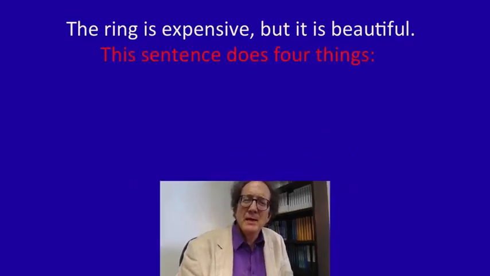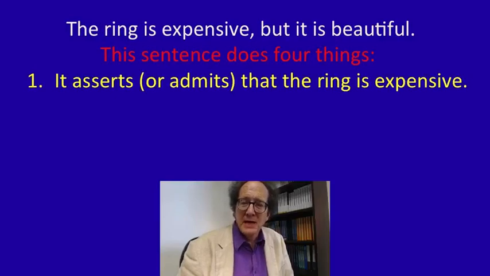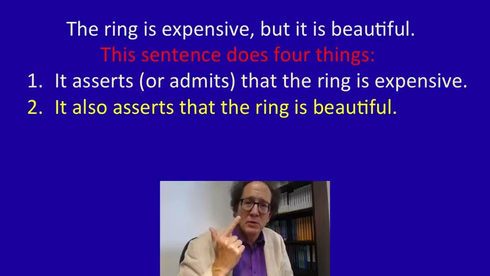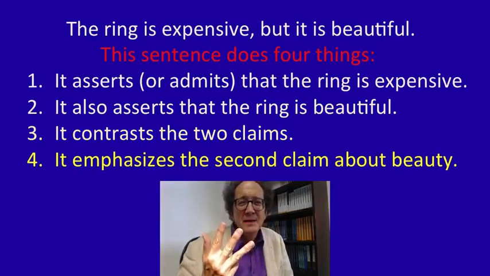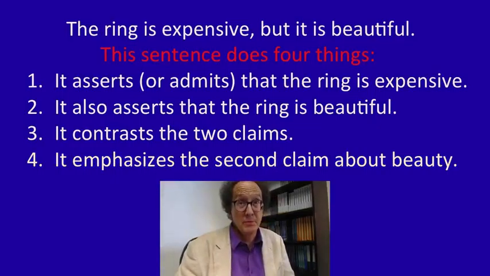So when you say the ring is expensive, but it's beautiful, you're saying that it's expensive. That's the first thing. You're saying that it's beautiful. That's the second thing. You're saying with the word but that there's a contrast between the two, and you're indicating that the fact that it's beautiful is more important than the fact that it's expensive. You're saying all of that simply by saying that the ring is expensive, but it is beautiful.